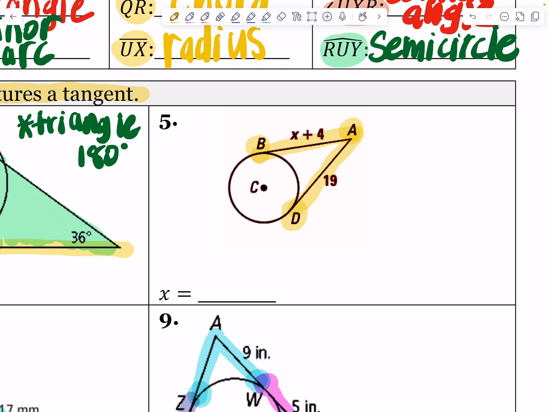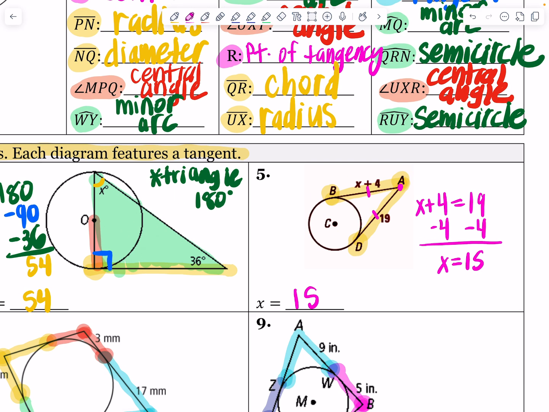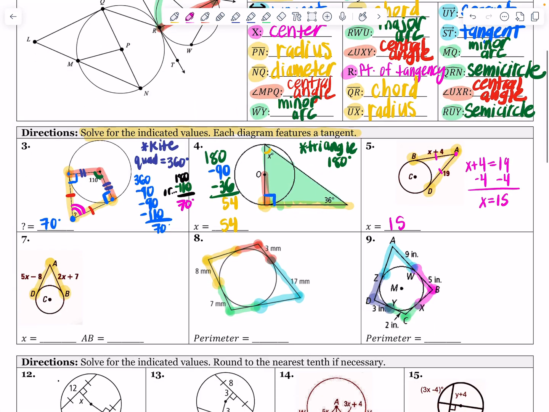All right. So now we have tangent lines happening again. And I know that A to B is going to be congruent to A to D. Those intersect out here at point A. And so since those are both tangent to the circle, it must be the same distance to the circle. So those lengths are going to be congruent. And so I can take x plus 4 and I can set it equal to 19. So I'd subtract 4 from both sides. So x is going to be equal to 15. X is 15.